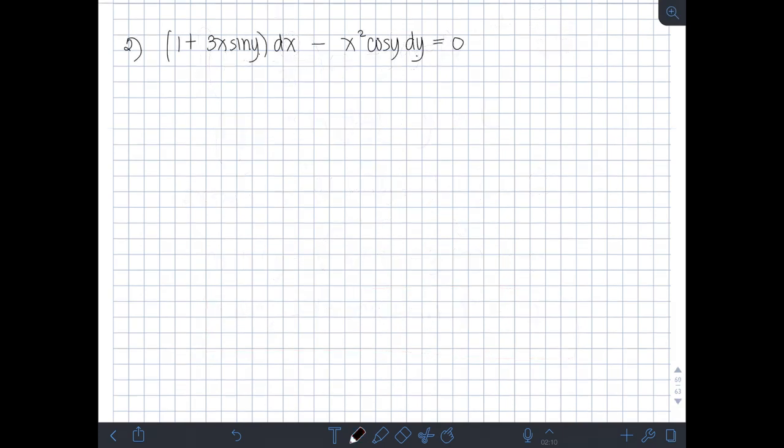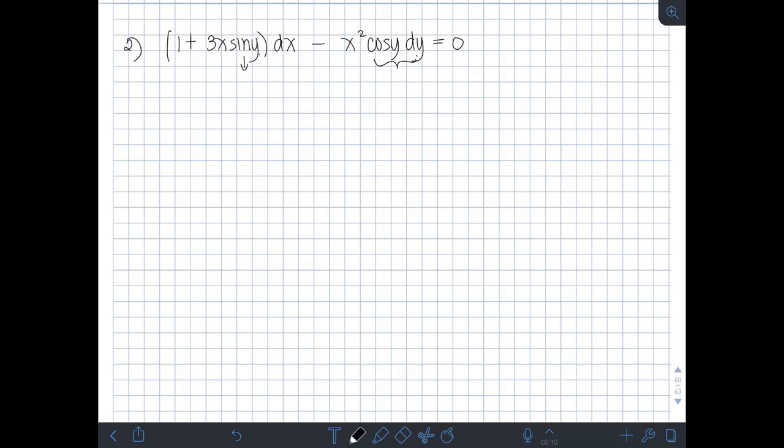Okay? Next, we have quantity 1 plus 3x sine y dx minus x squared cos y dy equals 0. Okay, so ano kayang magandang substitution yung pwede natin gamitin? Kung mapapansin nyo, dito sa DE natin, dito sa first part, meron tayong sine y. Then, dito sa second part, meron tayong cos y dy. Di ba ang derivative ng sine y is cos y?